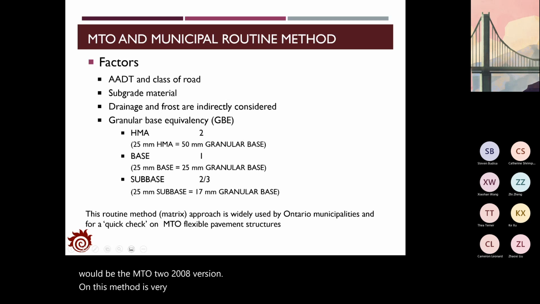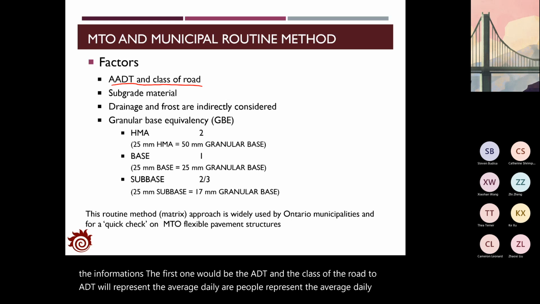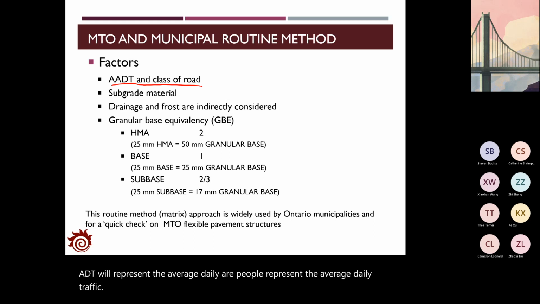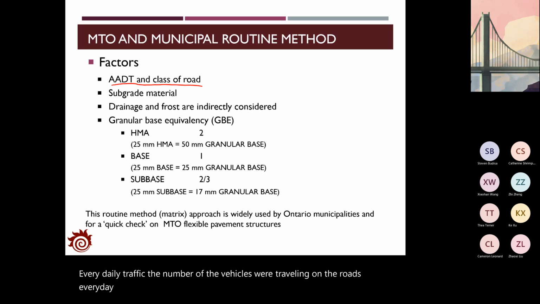This method is very simple. It only needs to consider 4 different types of information. The first one would be the ADT and the class of the road. The ADT will represent the average daily traffic, the number of vehicles traveling on the road every day, and the class of the road, whether it's in the freeways, in the local major arterial corridors, or the residential areas, or anything else.